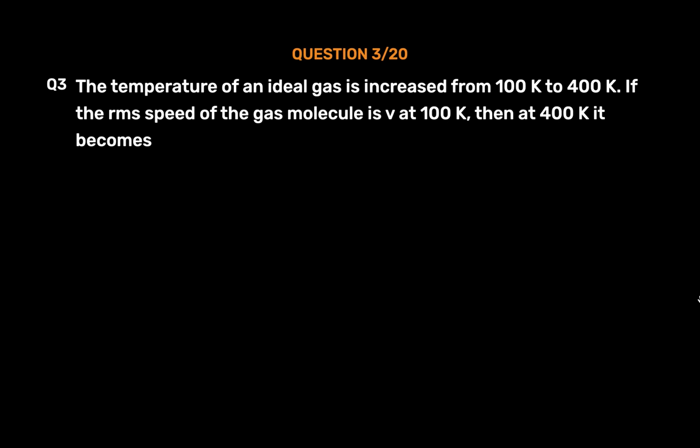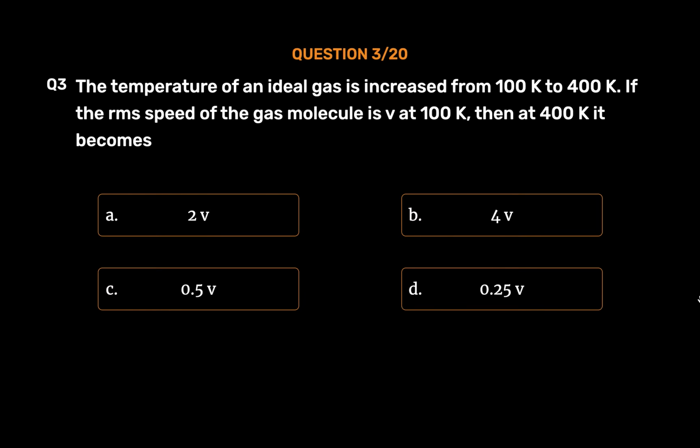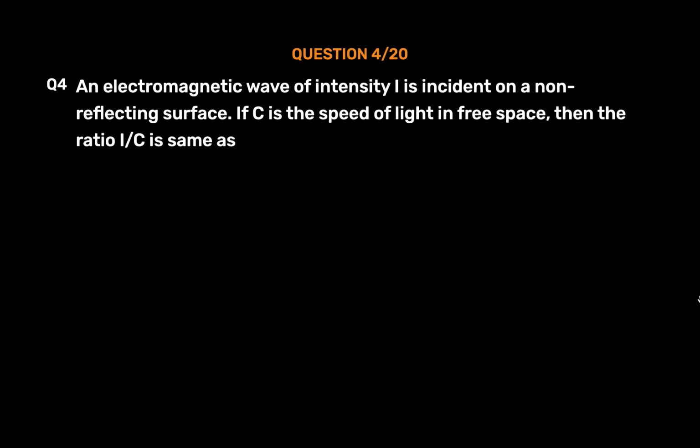Question number 3. The temperature of an ideal gas is increased from 100 K to 400 K. If the RMS speed of the gas molecule is V at 100 K, then at 400 K it becomes Option A. 2V. Option B. 4V. Option C. 0.5V. Option D. 0.25V. The correct answer is Option A. 2V.